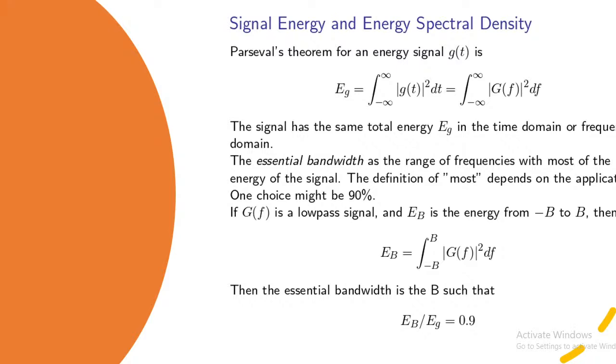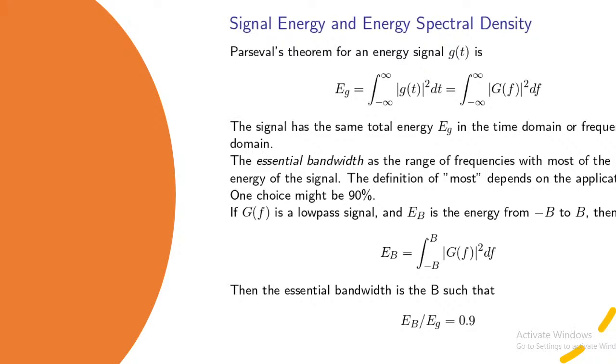EB is the energy from minus B to B, where EB means it is in the essential band, not EG, it is in the essential band. Then EB will be the integration from minus B to B. This is the band over which you are finding the energy. So it will be minus B to B integration of absolute G(f) square df, that you have to integrate.